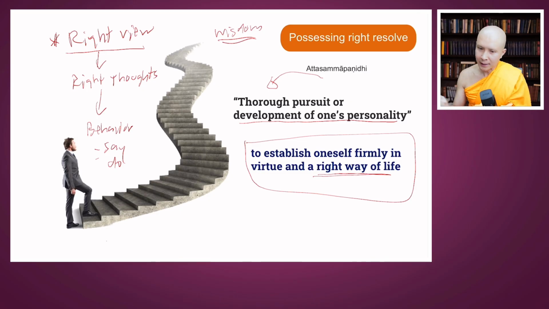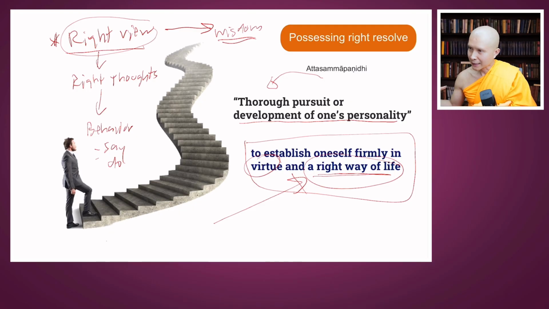If you track it back, it's coming down to this because I have the right view. That's why you have the right resolve. You establish yourself in the virtue and the right way of life. Now you can link them to the teaching of the Noble Eightfold Path. This is right view. When someone has the right view, this is the starting point of having a good life.